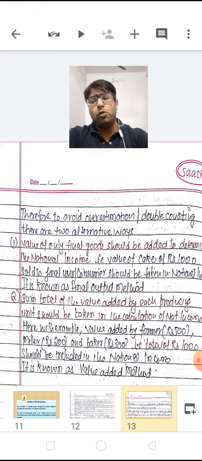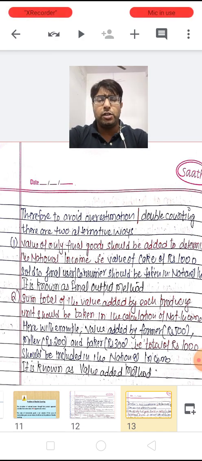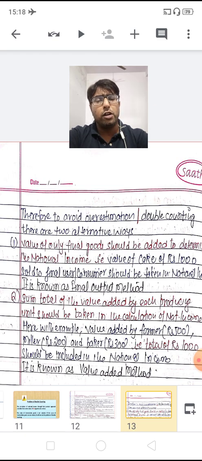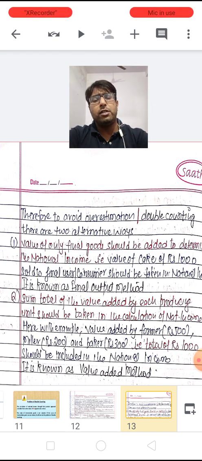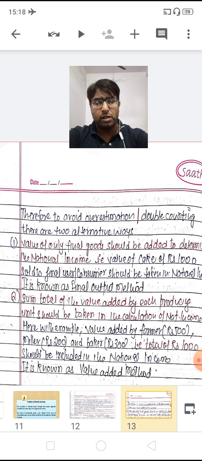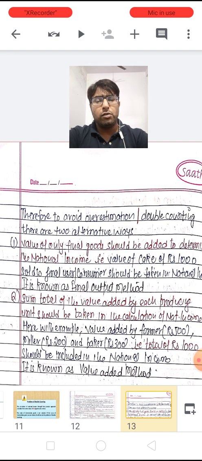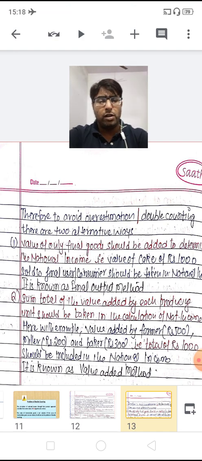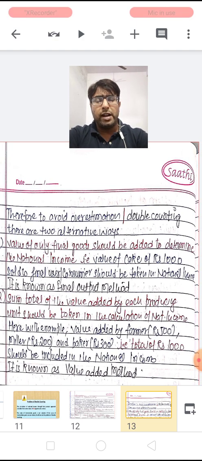Therefore, to avoid the overestimation or double counting, there are two alternative ways, dear children. Value of only final goods and services should be added to determine the national income. That is, the value of the cake of rupees 1000 sold to final users, the consumer, should be taken in estimating the national income. Therefore it is known as the final output method.